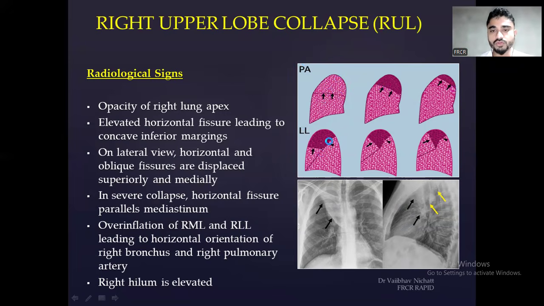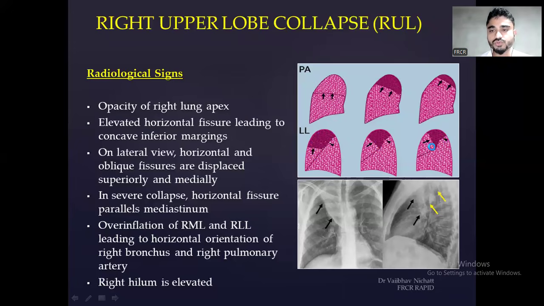On the lateral radiograph, you can see this is the oblique fissure, and this is the horizontal fissure. Laterally, if there is right upper lobe collapse, the horizontal fissure will move up, and the oblique fissure will also move up, depending upon the amount of collapse. So this is a more significant amount of collapse, and this is the next stage of collapse.